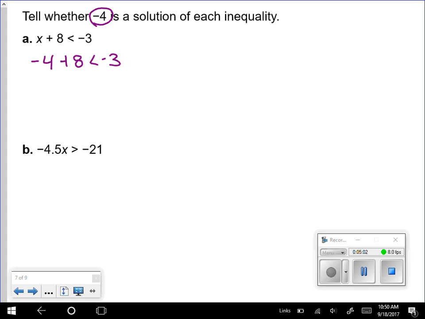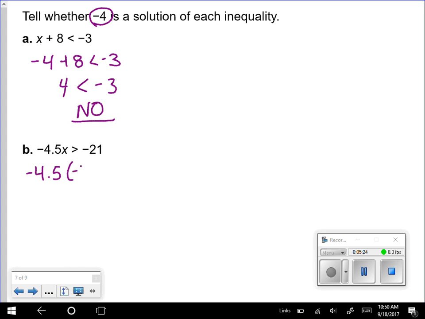Negative 4 plus 8 would be positive 4. Is positive 4 less than negative 3? Well, in this case, that is no. So your answer would be no.